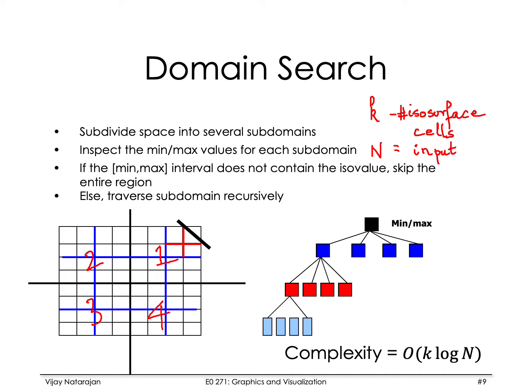This is already a good algorithm. K is inevitable. We have to necessarily look at all k cells that contain the isosurface. Now, of course, there is the log n factor. Log n could be large. Now, even if it is a factor of 10, then this could seriously hit the runtime performance. Let's see if we can improve this.